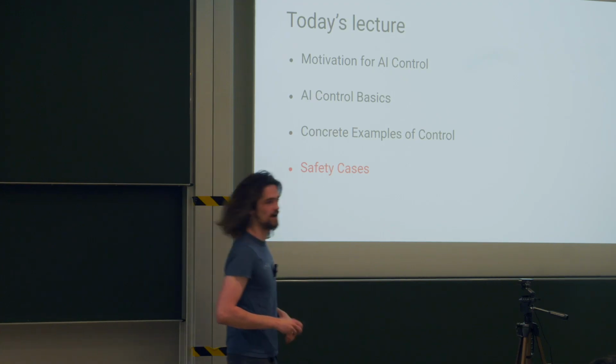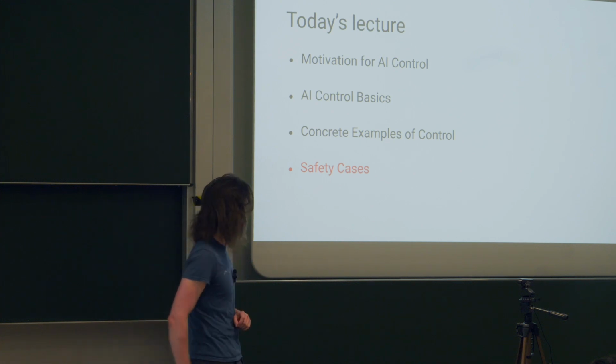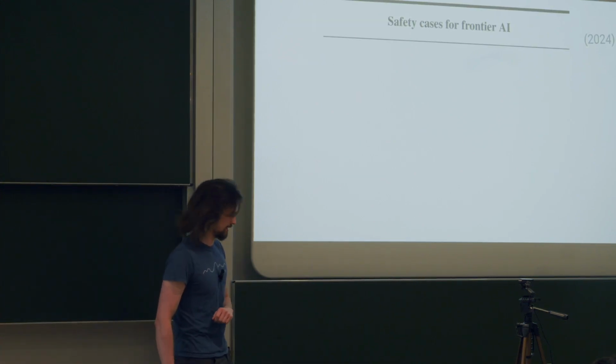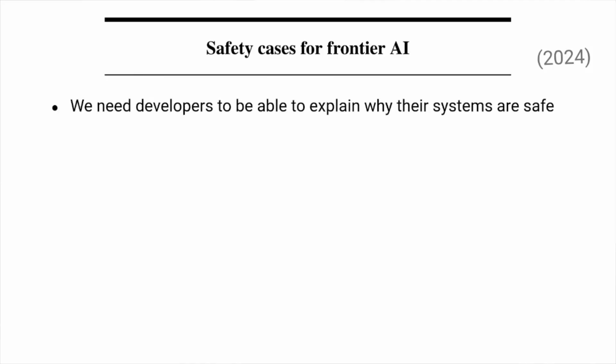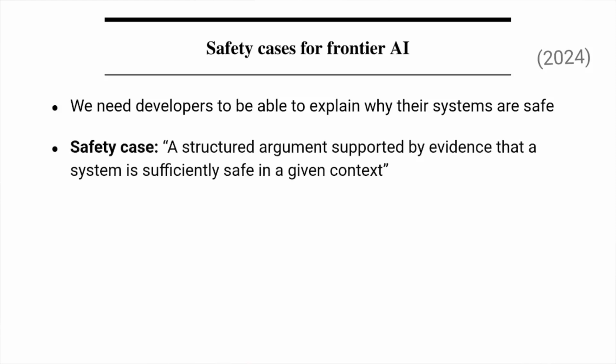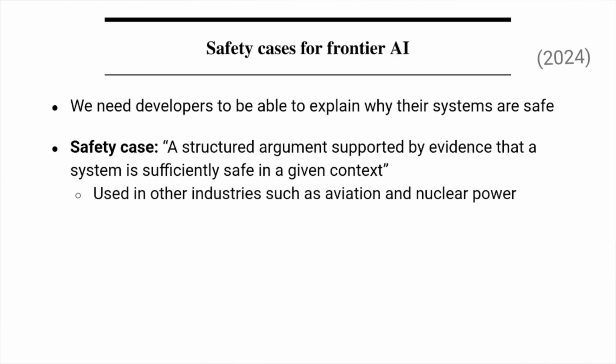Okay, I might have to go through this a little bit quickly because otherwise we'll run out of time. So this is a paper published by the Center for the Governance of AI last year called Safety Cases for Frontier AI. And they're reasoning from the perspective of we need developers to be able to explain why their systems are safe. And so they draw on this idea of a safety case, which is a structured argument supported by evidence that a system is sufficiently safe in a given context. And these safety cases are not new ideas. These are used a lot in other industries like aviation or nuclear power. However, the authors of this paper reason that they might be really useful for AI governance.